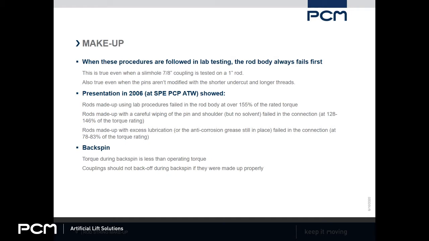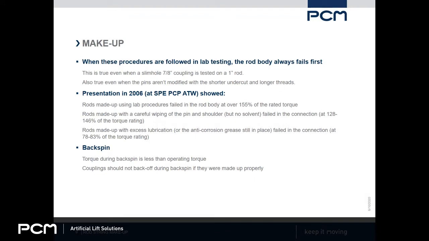I did a presentation at an SPE workshop in 2006, co-authored with one of the rod manufacturers, and we did a test there. It was just on one size and one grade of rod, but I think the basic learnings from that test will apply for all the different sizes. When we use the lab procedures that I just described, the failures were all in the rod body, at about 1.5 times the rated torque of the rods. So the couplings are certainly damaged at this point. They're probably showing a little bit of that belling, but they haven't broken.